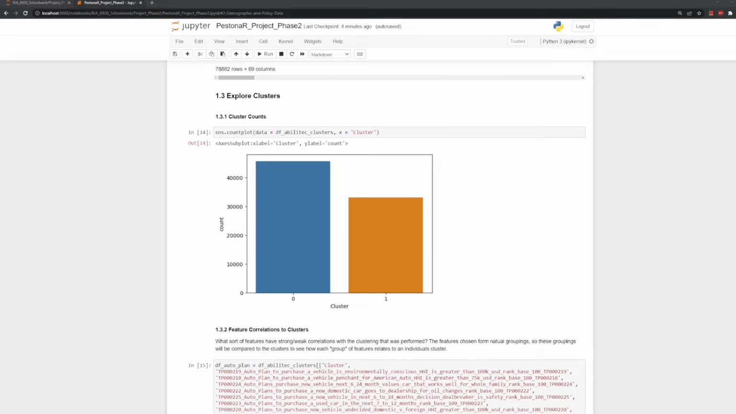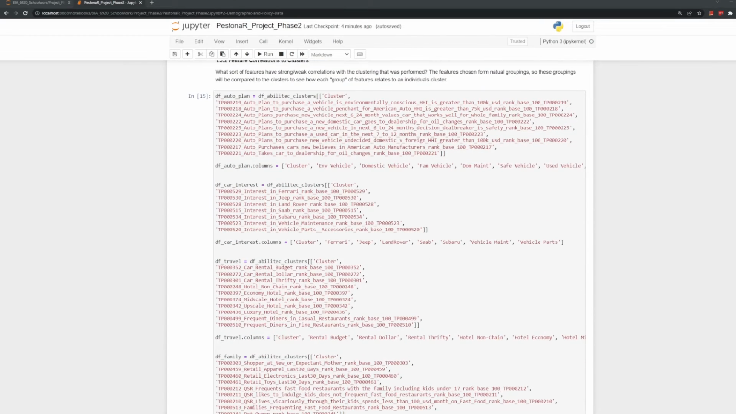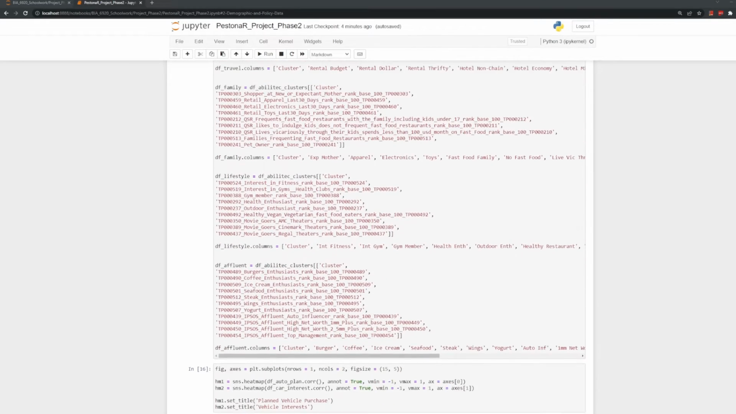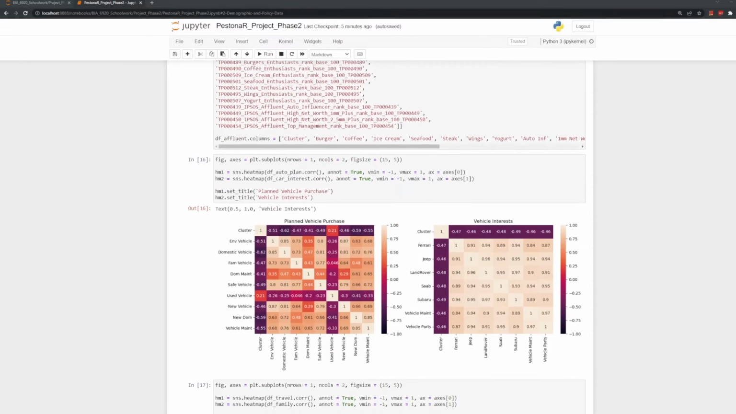So here we can see the count of these individuals in each cluster. It's not quite an even split, but there is a good amount in each category, so that's good. Down here, I'm utilizing those natural groupings of the features that I was describing earlier. We're going to bunch these together and compare them to the clusters to see what kind of correlations we can get.